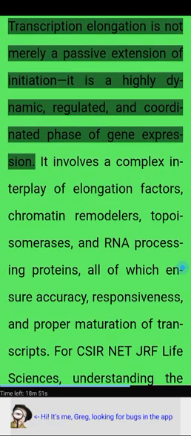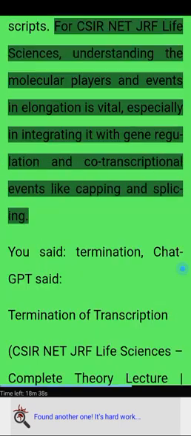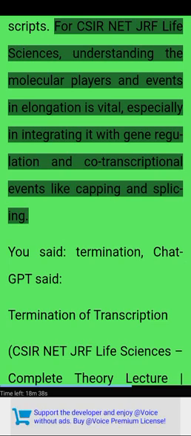Conclusion. Transcription elongation is not merely a passive extension of initiation, it is a highly dynamic, regulated, and coordinated phase of gene expression. It involves a complex interplay of elongation factors, chromatin remodelers, topoisomerases, and RNA processing proteins, all of which ensure accuracy, responsiveness, and proper maturation of transcripts. For CSIR NET JRF Life Sciences, understanding the molecular players and events in elongation is vital, especially in integrating it with gene regulation and co-transcriptional events like capping and splicing.